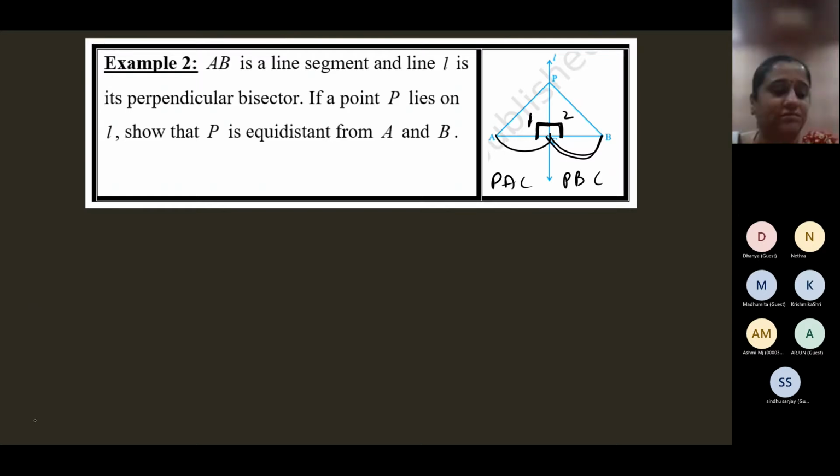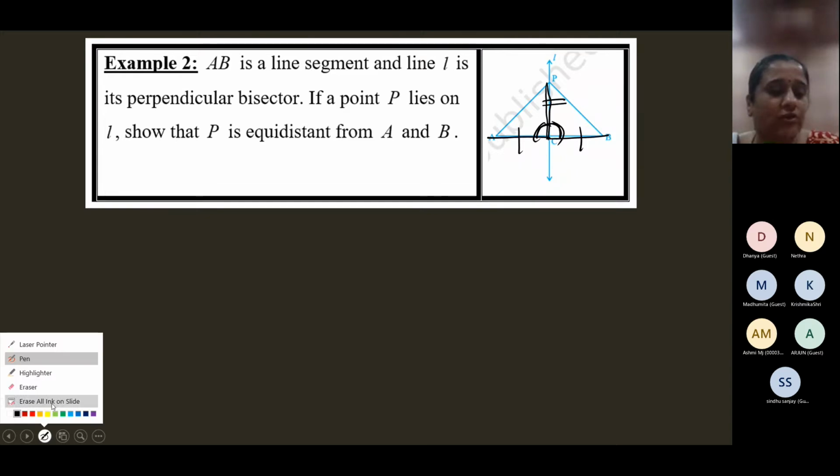Then PC is equal to PC, the common side, because PC is a side of both the triangles. PC is a side of the first triangle. PC is also a side of the second triangle. So PC is equal to PC.